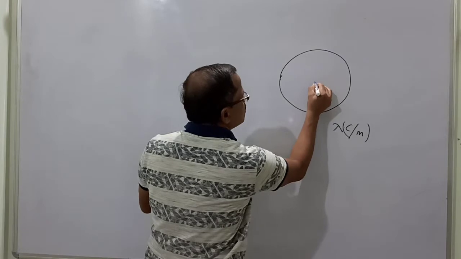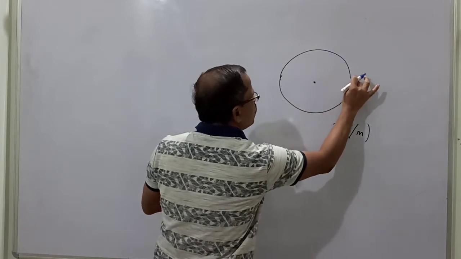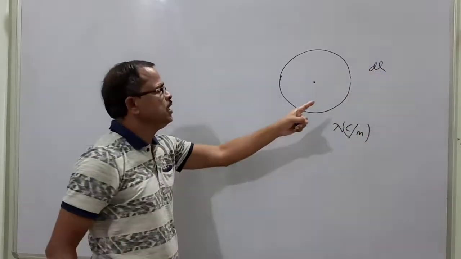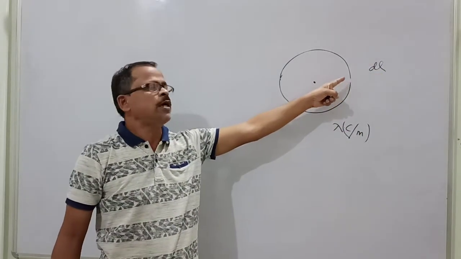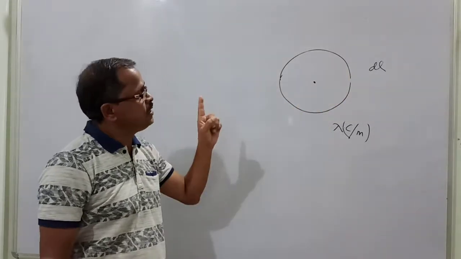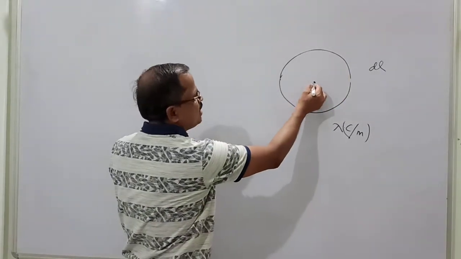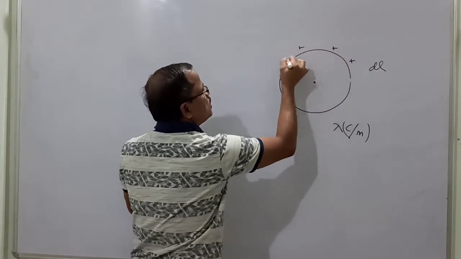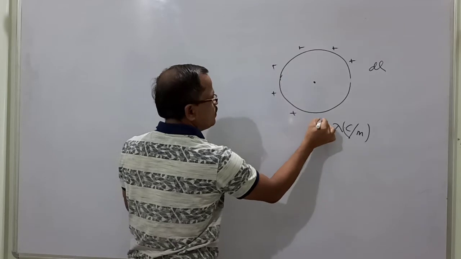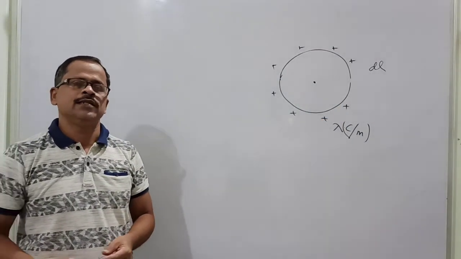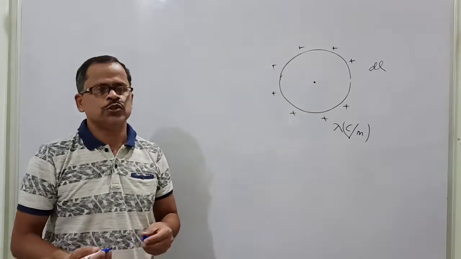Now the question is: if I make a small hole here, of length dl, what is the electric field at the center due to the remaining charge? This is the remaining charge. Here we have to apply the principle of superposition to solve the problem.